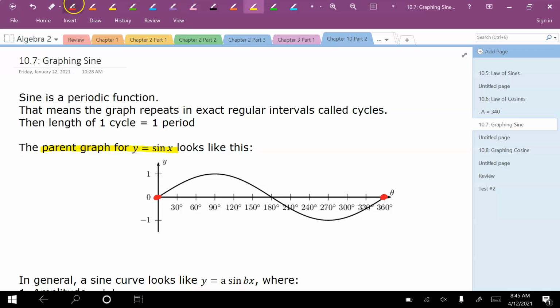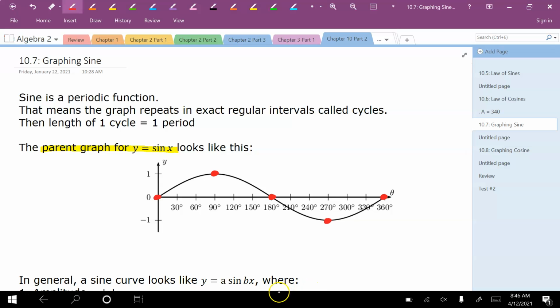So this one has some basic points here, like that 0, 0. The highest point here is at 90, 1. So at 90 degrees, it goes up to 1. Then it crosses again at 180, 0. And then the lowest point is at 270, negative 1. Then it crosses again at 360. And like I said, that's where it's going to end its cycle, its period, and it's going to continue to do it again. So it's going to go back up, and then go back down, and continue in that shape.